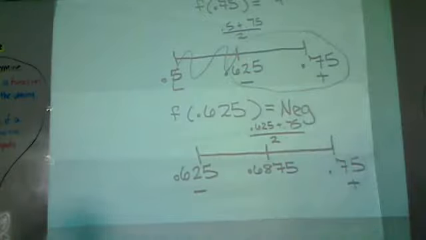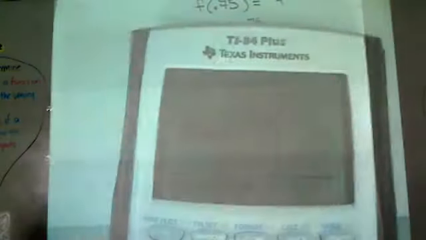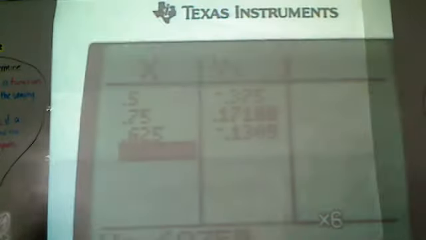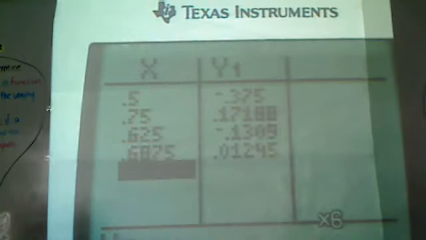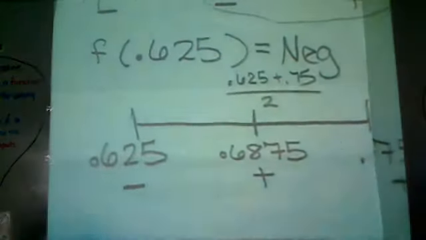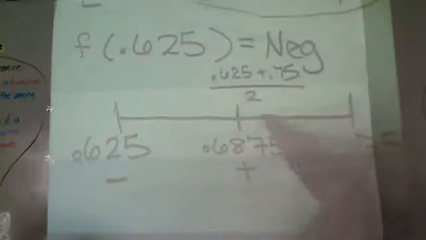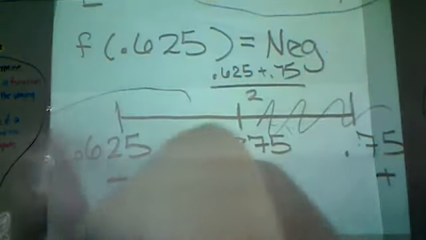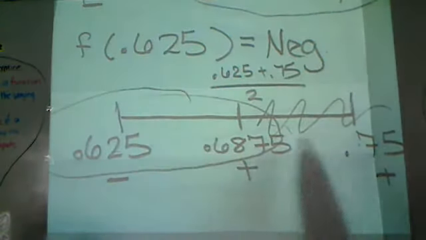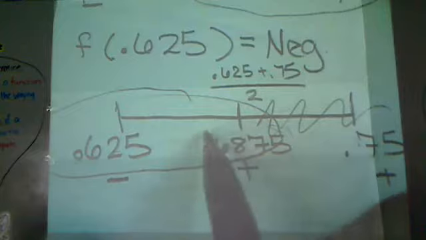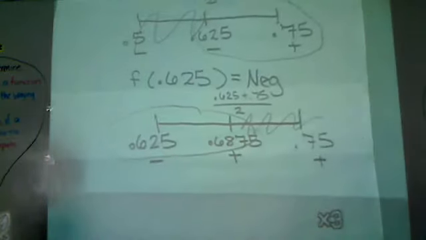Find the sign at 0.6875. When I plug it into the calculator, I get a positive. So it's positive here. We're almost done. So it's not over here. Here's our new interval. Notice we already have one decimal point at 4 decimal places. That's awesome. We just need one more. So let's make one more interval.